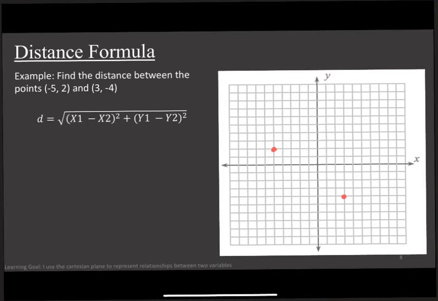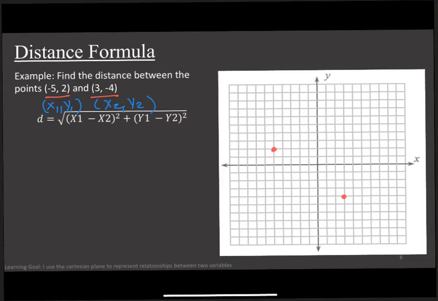The 2 points I'm going to be using are (-5, 2) and (3, -4). And our job is to find the distance between these 2 points that, as you can see, I already graphed using our distance formula. And before we get started, one suggestion I have whenever you're using the distance formula is to label your ordered pairs. So this is going to be (x1, y1), and our other point is going to be (x2, y2). That way you can see exactly where you have to plug in each value to your equation.